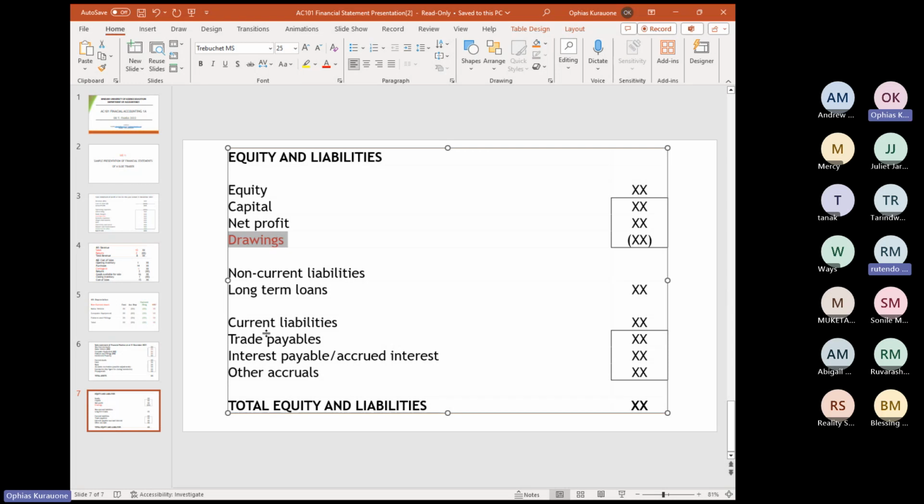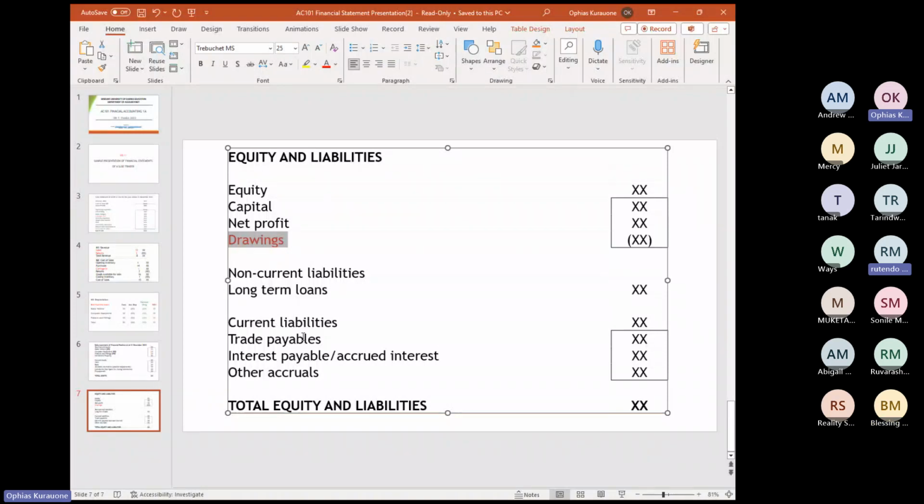Then you've got long-term loans. Long-term loans are loans which are supposed to be settled after 12 months, or a trading period. These long-term loans include debentures, mortgages, and so on. Non-current liabilities.